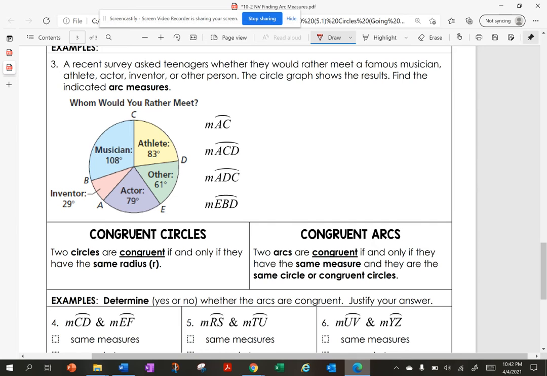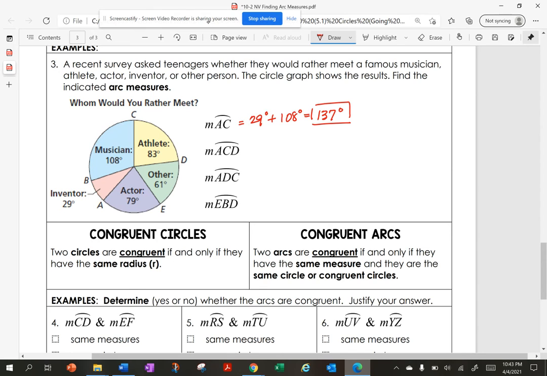A recent survey asked teenagers whether they would rather meet a famous musician, athlete, actor, inventor, or other person. The circle graph shows the results. Find the indicated arc measures. Whom would you rather meet? So the measure of arc AC, AC is from here to here. So this is going to be 29 degrees plus 108, which is 137 degrees.